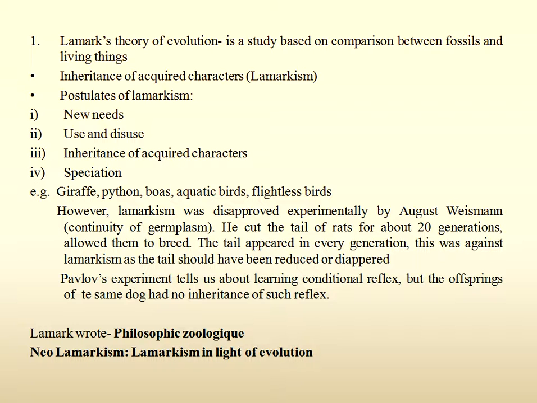However, Lamarckism was disapproved experimentally by August Weismann, who also gave the theory of continuity of germ plasm. He cut the tail of rats for about 20 generations and allowed them to breed. The tail appeared in every generation, which was against Lamarckism, as the tail should have been reduced or disappeared, as he explained the case with giraffe.